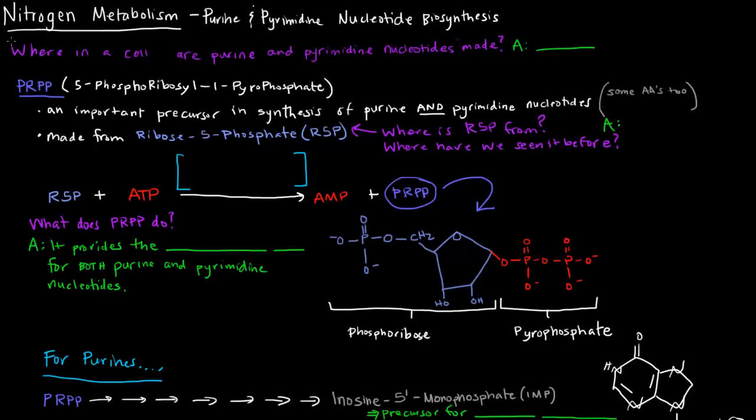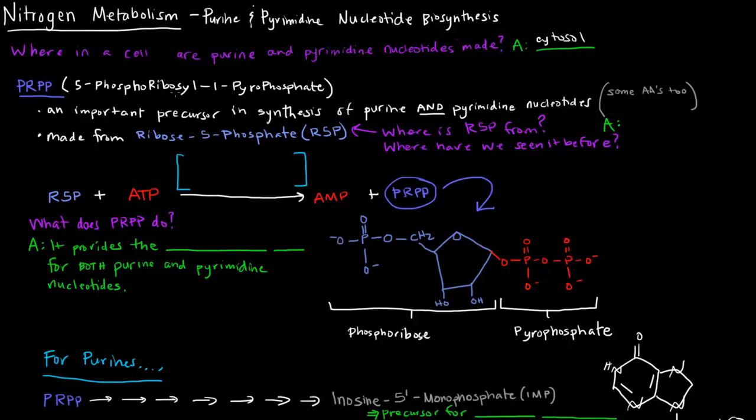In this video, I want to talk a little bit about purine and pyrimidine nucleotide biosynthesis. Basically, how are purine and pyrimidine nucleotides made? So, where does that even happen? Where are they made? They're made in the cell cytosol. Okay, so the cytoplasm of the cell.